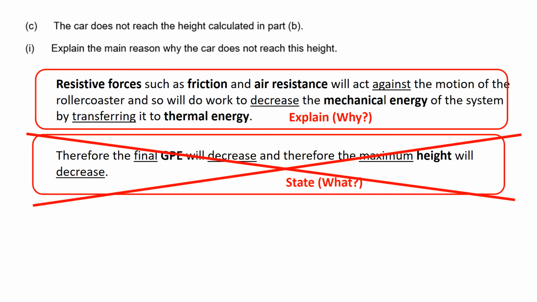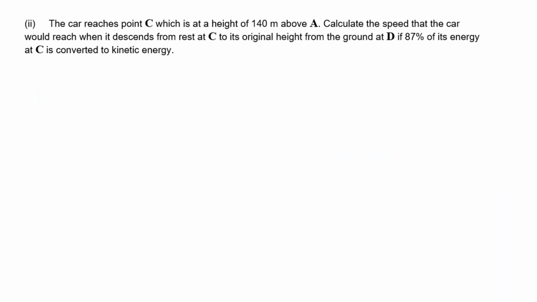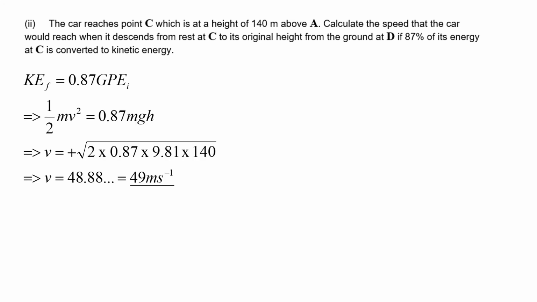Okay, so the final question on this part anyway is if we start at a height 140 and only 87% of its energy is converted to kinetic energy, what will be its final speed? So I've started with the expression the final kinetic energy is 0.87 the initial GPE. I've put in the equations for that. You'll notice the masses cancel out again.